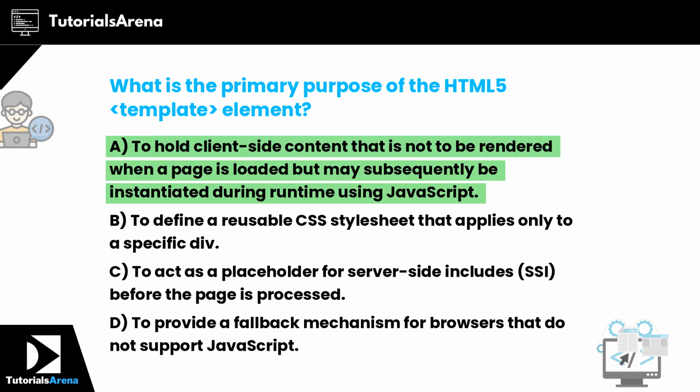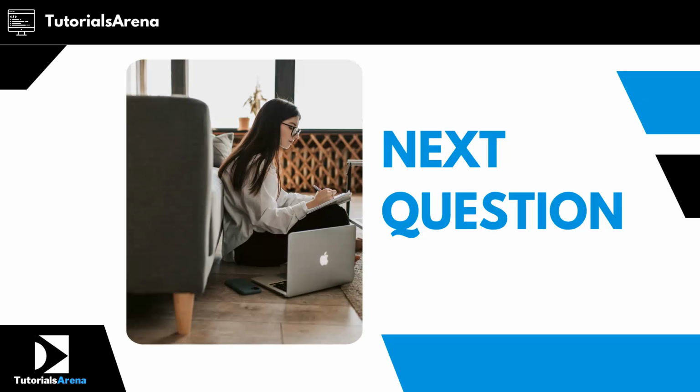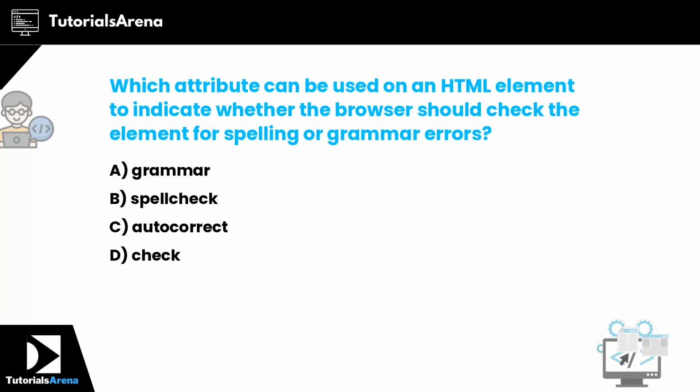The correct answer is option A. To hold client-side content that is not to be rendered when a page is loaded, but may subsequently be instantiated during runtime using JavaScript. Which attribute can be used on an HTML element to indicate whether the browser should check the element for spelling or grammar errors?